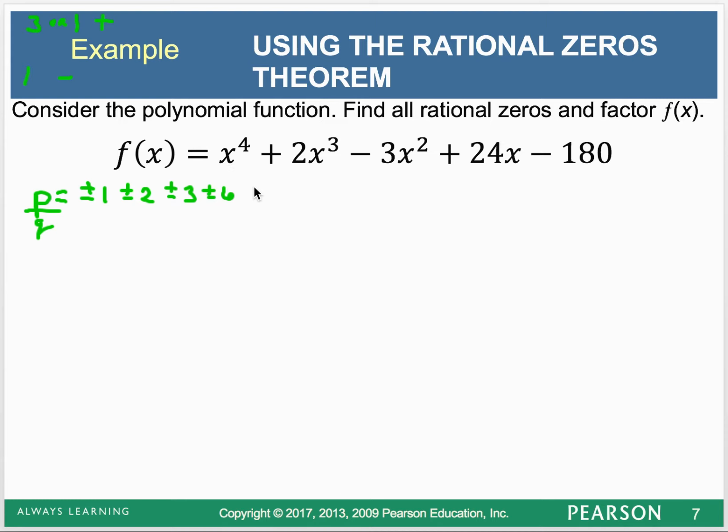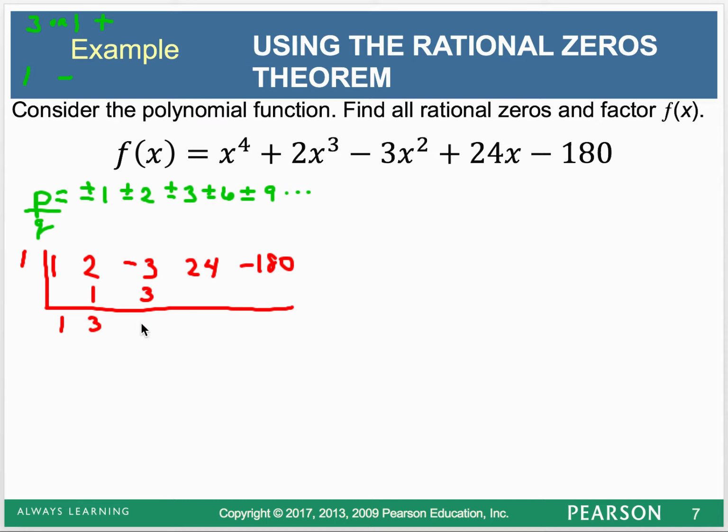Let's put one more up there just for emphasis sake that we're not done. Now, 4, 3, 2, 1, 0. I don't have any missing terms. 1, 2, negative 3, 24, negative 180. I didn't get any help from Descartes, so I'm just going to go down my list and try 1. 1 times 1 is 1. Add them together. 1 times 3 is 3. Add them together. 1 times 0. Add them together. It's not 1, right? That's not going to be 0.